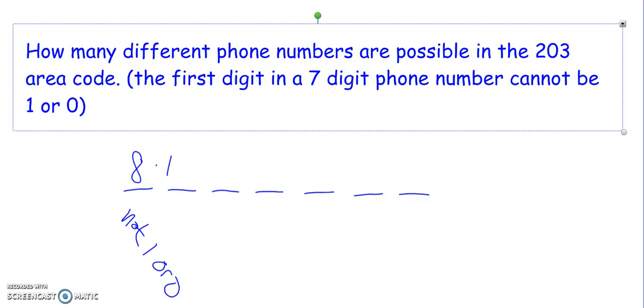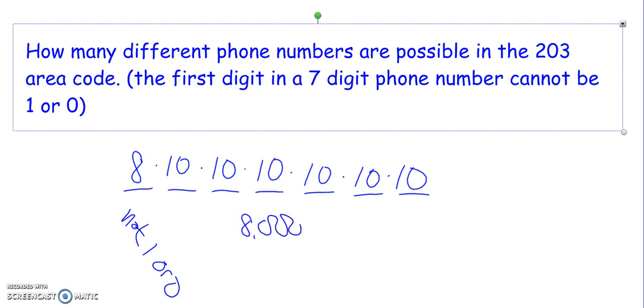The rest of the outcomes, you have 10 possible numbers to put here in every single one of them. All right, so you would do 8 times 10 times 10 times 10 times 10 times 10, so that's 1,000, 10,000, 100,000, a million. It looks like 8 million total different possible phone numbers that begin with 203.